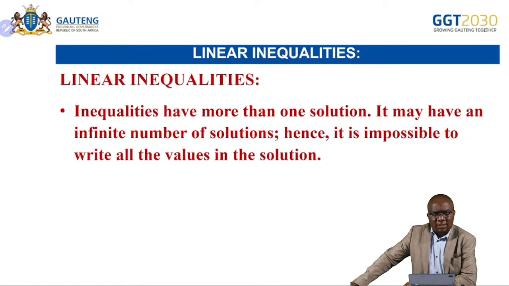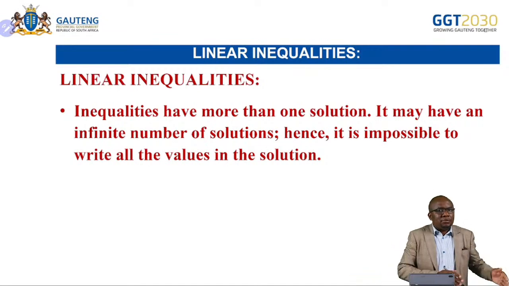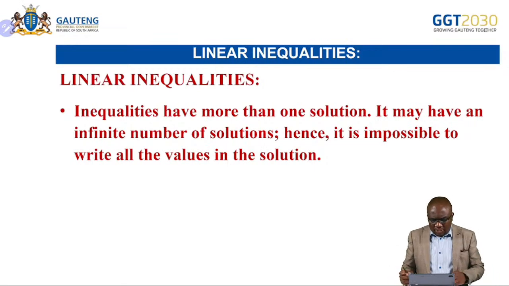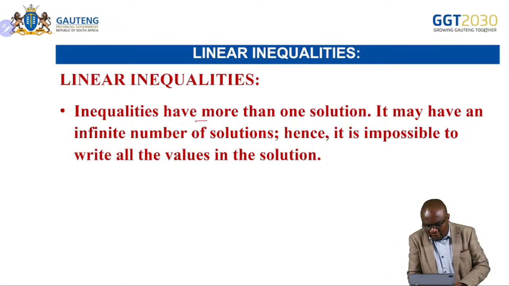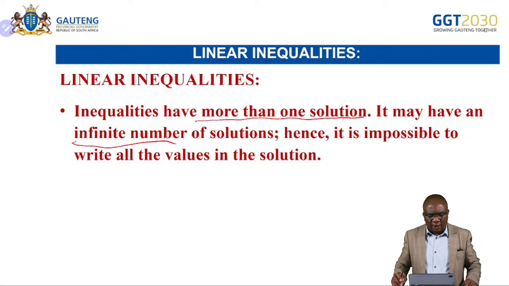They go to infinity, because if I'm saying x is greater than 2, it can be 3, it can be 4, it can be 1,000, it can be a million, it can be a billion, because x is greater than 2. If I'm saying x is less than 2, any number less than 2 is part of the solution. So now we're saying it may have more than one solution. It may have an infinite number of solutions.